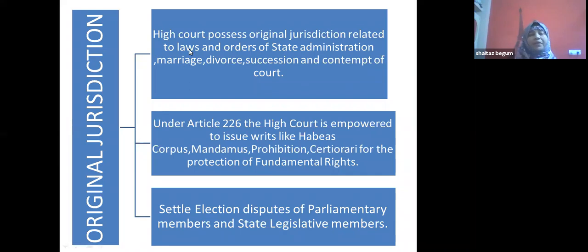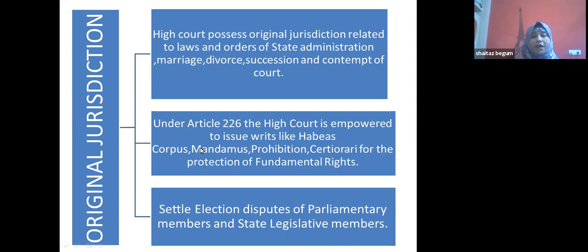Original jurisdiction. The High Court possesses original jurisdiction related to laws and orders of state administration related to rules, marriage, divorce, succession, and contempt of court. That means its decision is final. Under Article 226, the High Court is empowered to issue writs like habeas corpus, mandamus, prohibition, certiorari for the protection of fundamental rights.